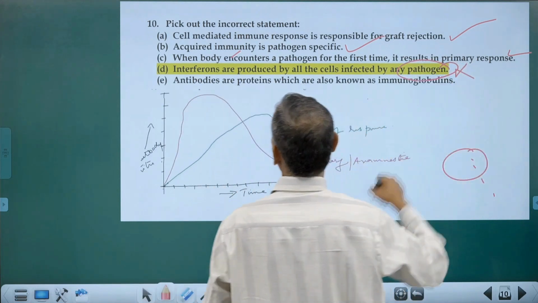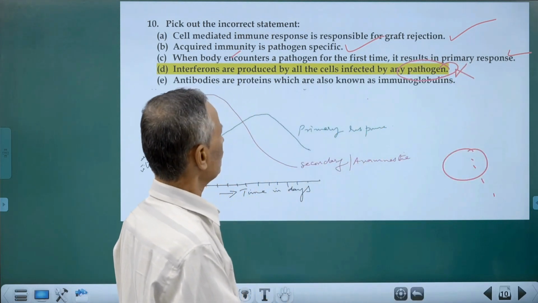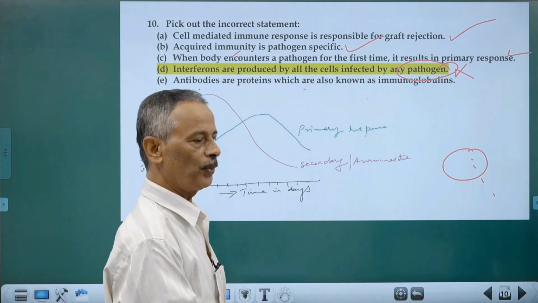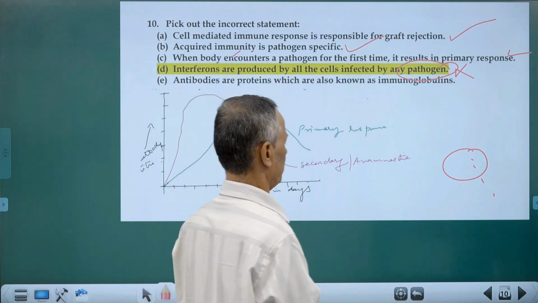No. Antibodies are proteins which are also known as immunoglobulins. They are all involved in immunity. They are globular proteins, that is why they are called immunoglobulins. Correct.